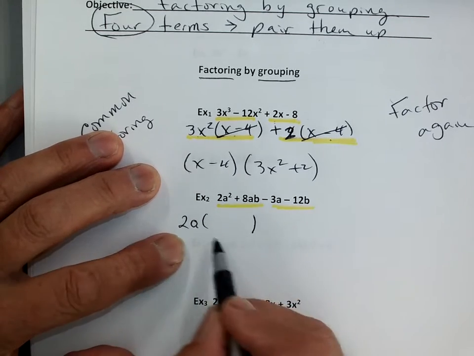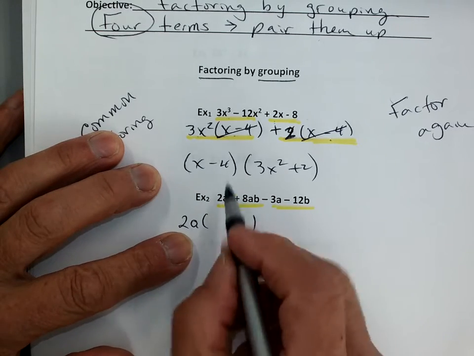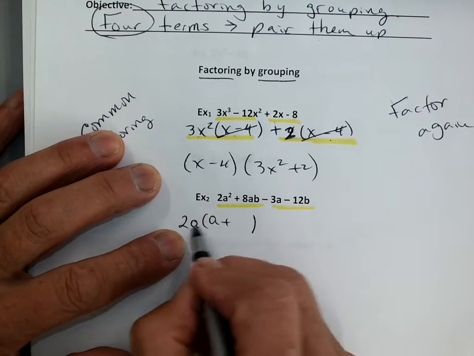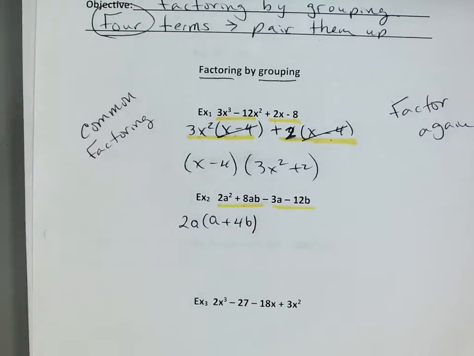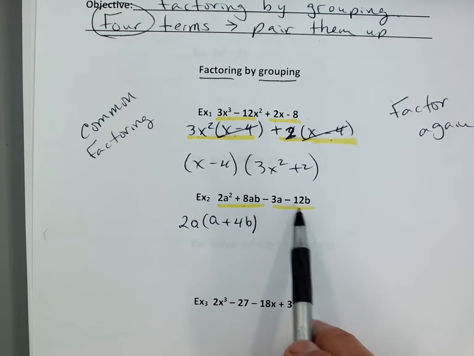And then what do they have left? Well, if I take out a 2a, I'd have an a. If I take a 2 out of 8, I get a 4b. Now let's look at the second pair. And what they have in common is a negative.